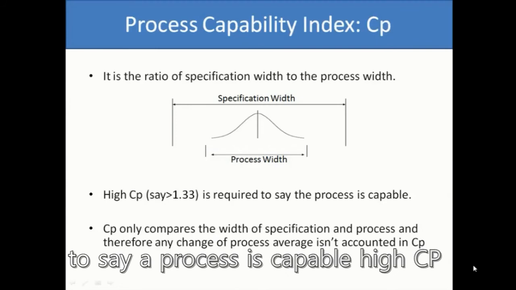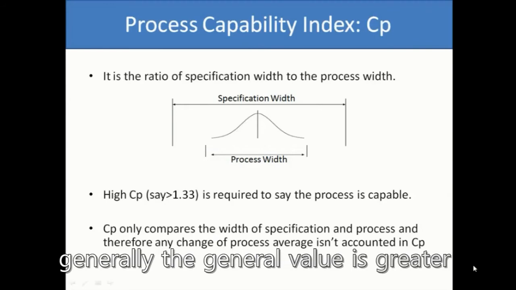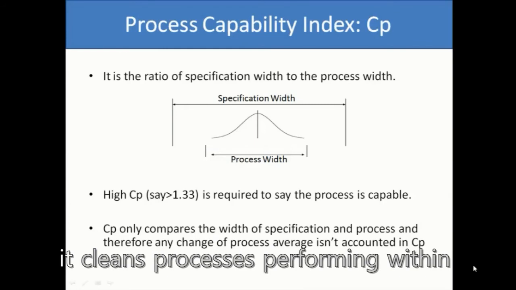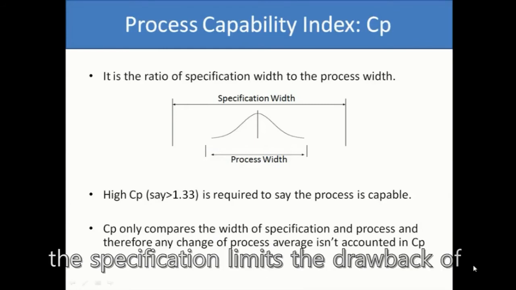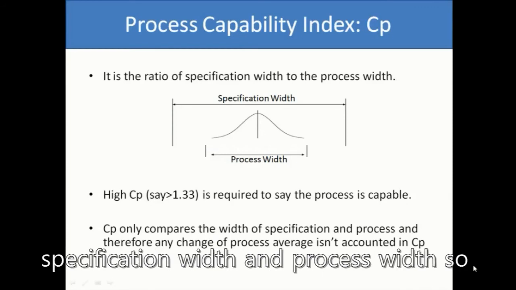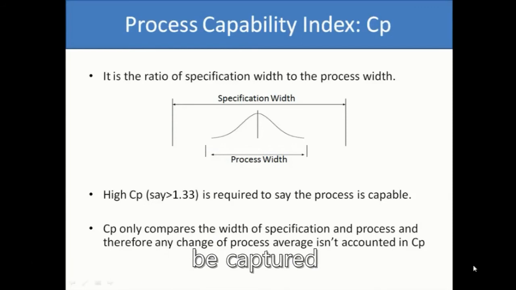To say a process is capable, a high CP value is required. Generally, the value should be greater than 1.33. It means the process is performing within the specification limits. The drawback of this index is it only compares the specification width and process width, so any change in the process average cannot be captured.